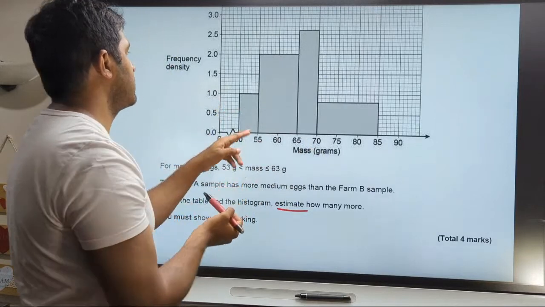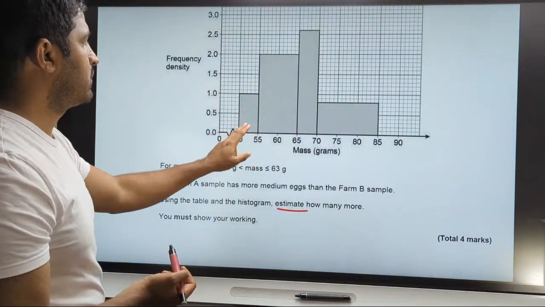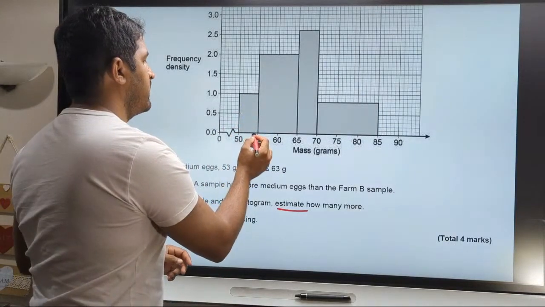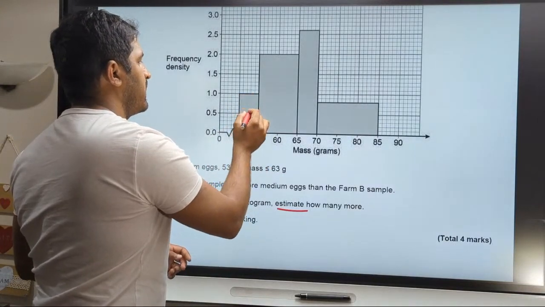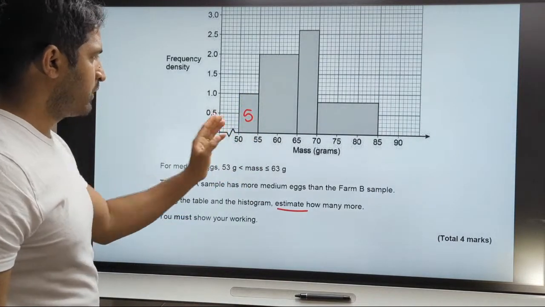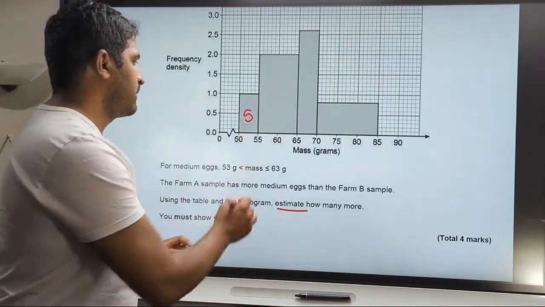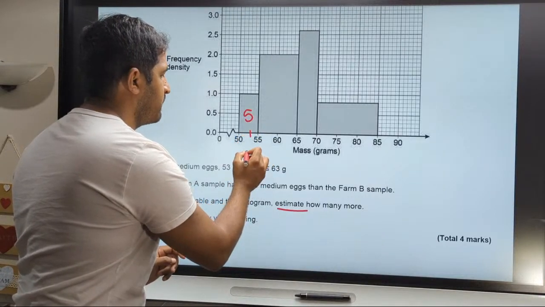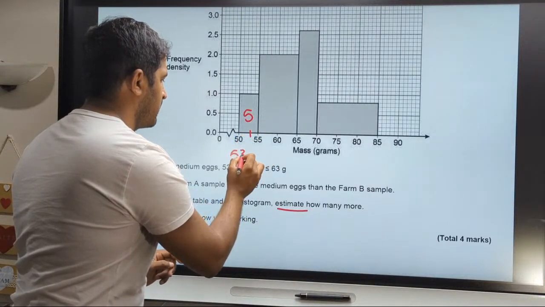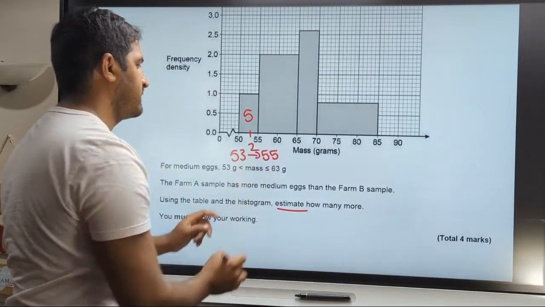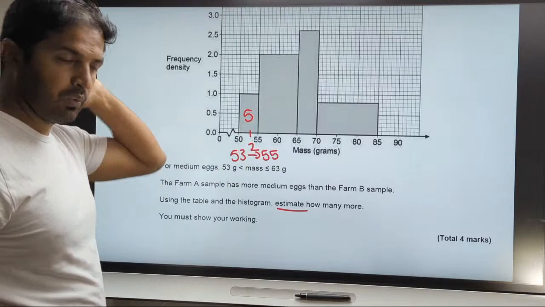Area means frequency. Okay, so we've got 5 there. So we know this here, 5 width, and the height is 1, so that's 5 in there. That's weights from 50 to 55. So if you split it equally, we get 2 from 53 to 55. There are 2 eggs from 53 to 55. If you split it equally, that's what we're trying to do here.